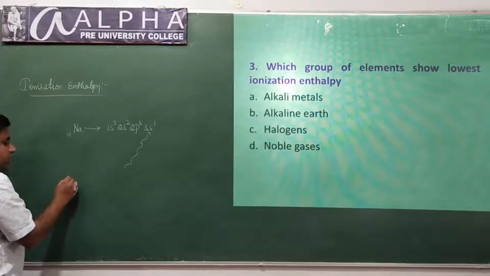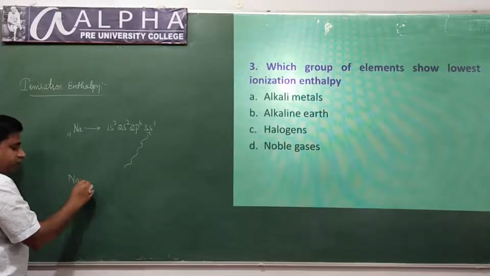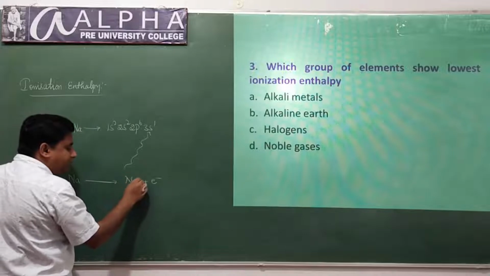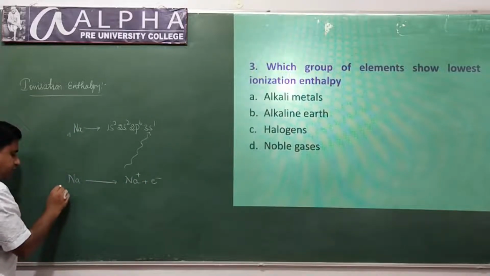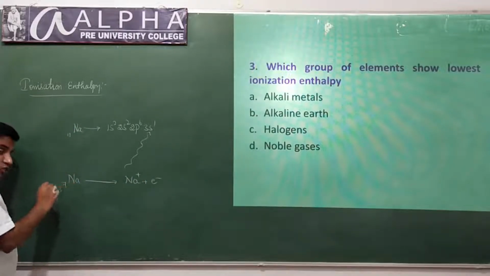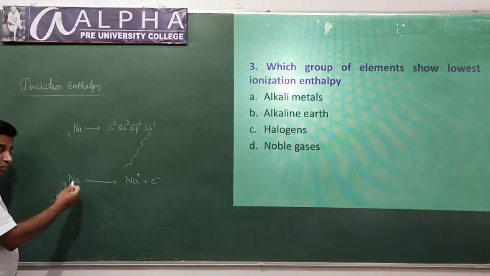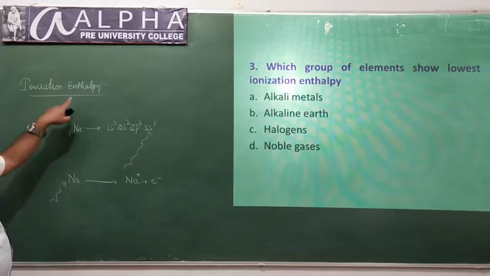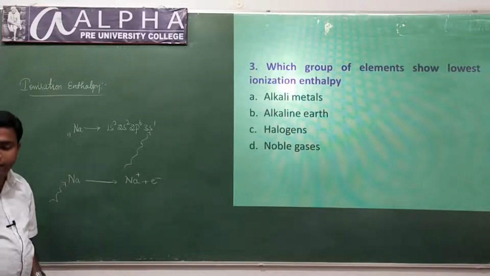So if I supply energy to sodium, it will lose one electron and it forms Na+. So how much energy should be supplied to sodium so that we can remove the outermost electron from an isolated gaseous ground state atom is what I call ionization enthalpy.